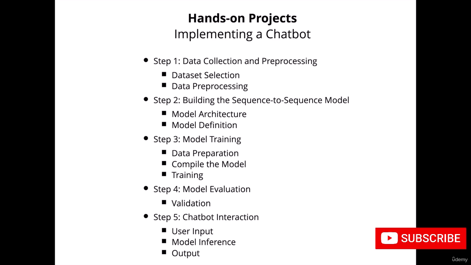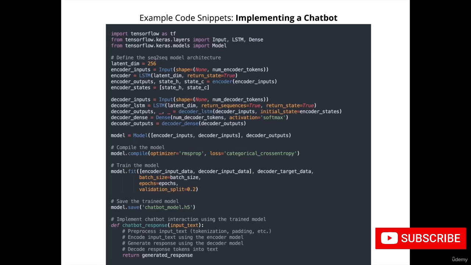Last step is chatbot interaction. User input. Accept user input or queries from the chat interface. Model inference. Process the user input through the trained sequence to sequence model to generate responses. Output. Display the generated response to the user in a chat interface. Here is a code snippet of how to do this.